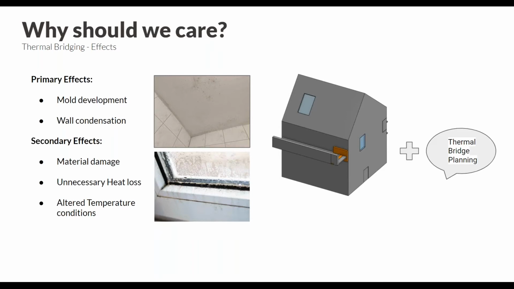And these primary effects will in turn cause major secondary effects like damage to the material of your building structure or the window frames itself, or it will tertiarily create unnecessary heat loss from the internal building envelope to the external or ambient temperature. And this can also alter your temperature conditions.